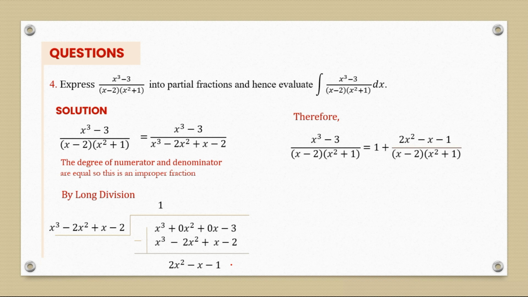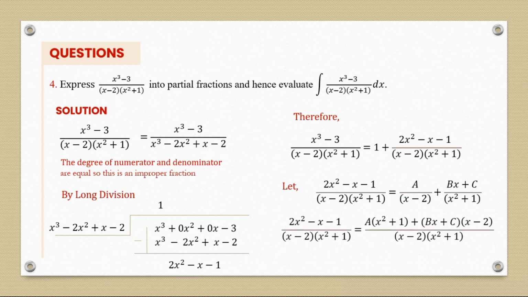So therefore our mixed fraction shall be 1 plus (2x squared minus x minus 1) over (x minus 2)(x squared plus 1). So now we're going to solve for this part right here. So we're going to let that part be equal to that. As you can already see, we actually have an irreducible quadratic factor right here, and we have a linear factor right here. So for the linear factor, we just have an A over x minus 2, but this quadratic factor, we're going to have it as Bx plus C over that value right there.